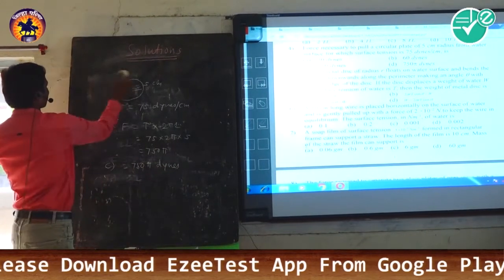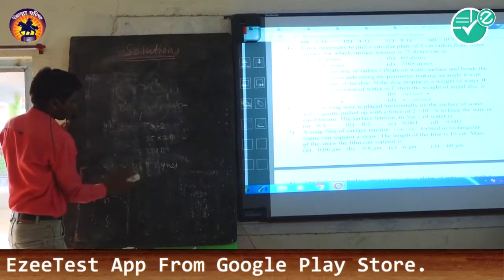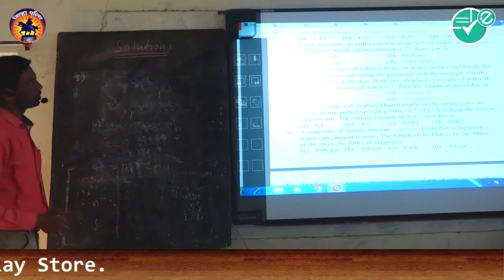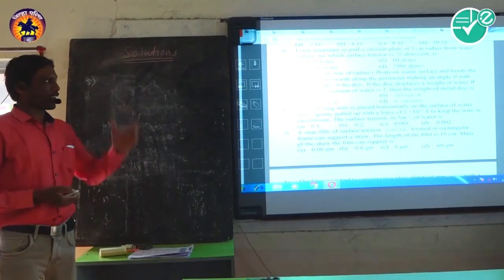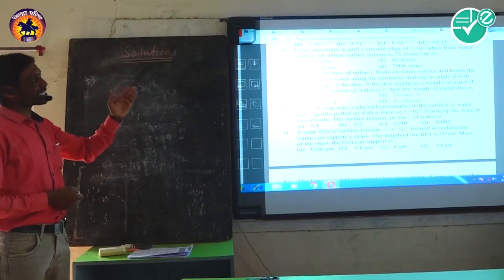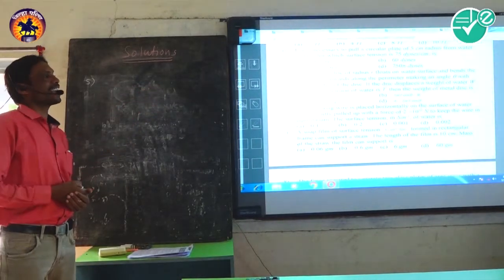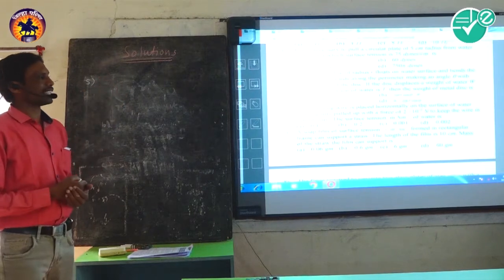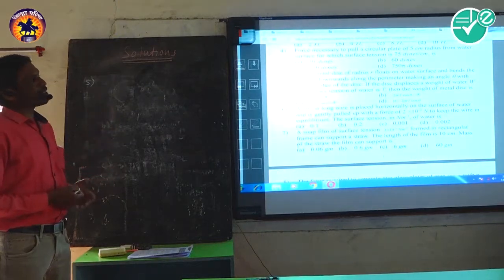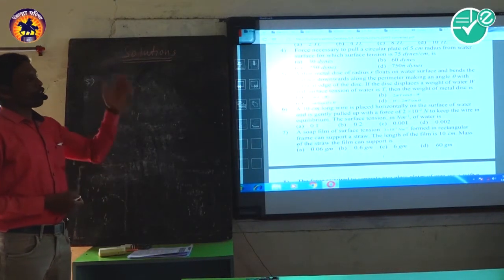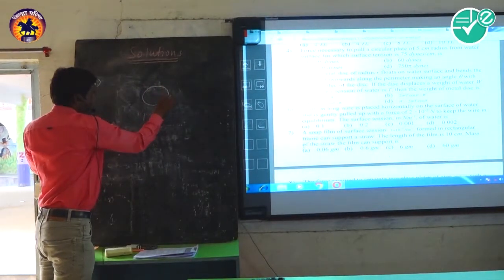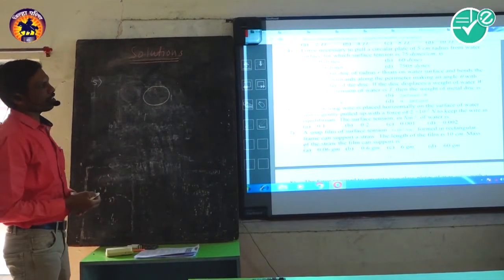Then here the fifth MCQ. A thin metal disc of radius r floats on water and bends the surface downwards along the perimeter, making an angle theta with the vertical edge of the disc. If the disc displaces a weight of water W and the surface tension of water is T, then the weight of the metal disc is. Now consider the metal disc that is placed on the surface of the water.